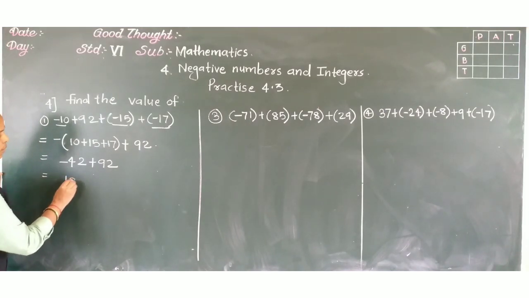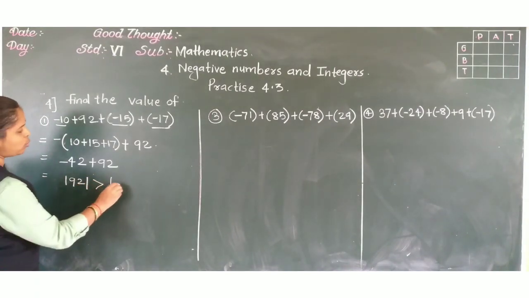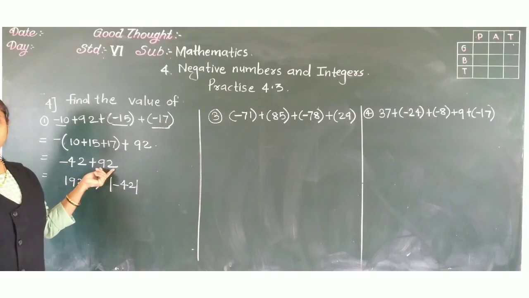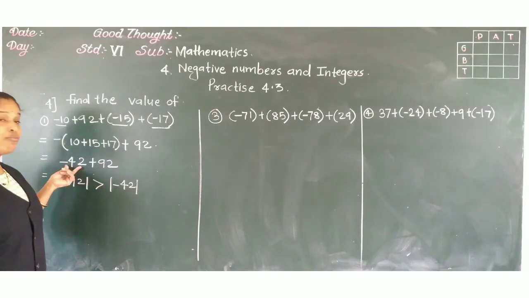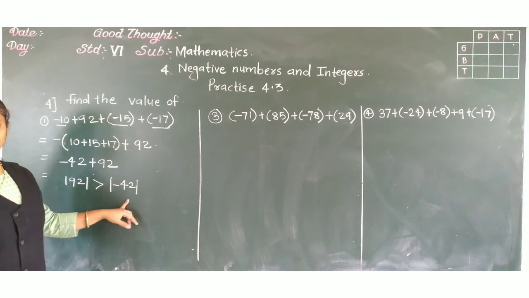So absolute value of 92 is greater than absolute value of minus 42. Correct? Absolute value of 92 is 92. Absolute value of minus 42 is plus 42. So 92 is greater than plus 42.